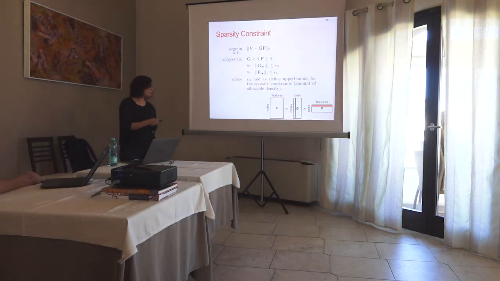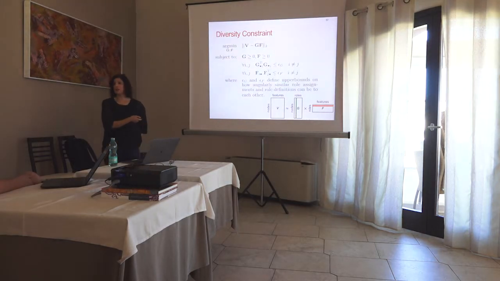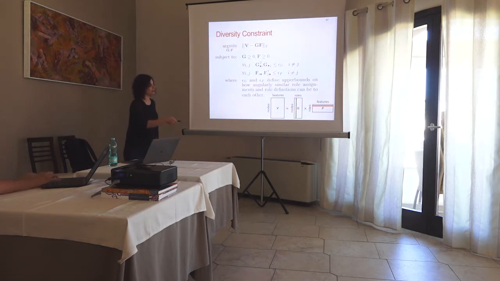The next thing is diversity, which is I want to define roles such that this role and this role are defined by very different features. I don't want roles that are very close to each other. And so again, I can use the angular similarity of how my roles are defined in the features or how my roles are assigned to different nodes.